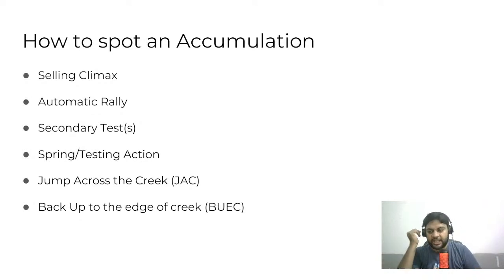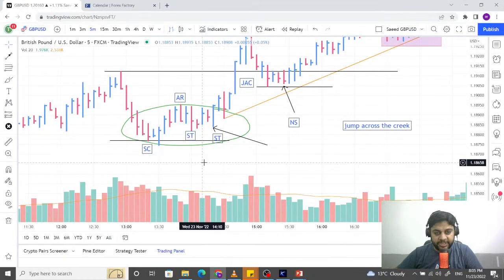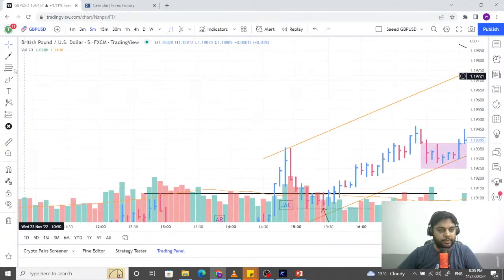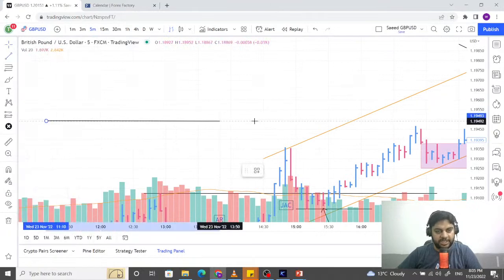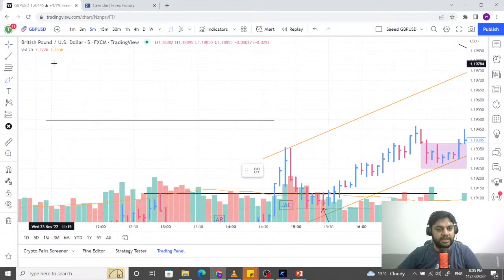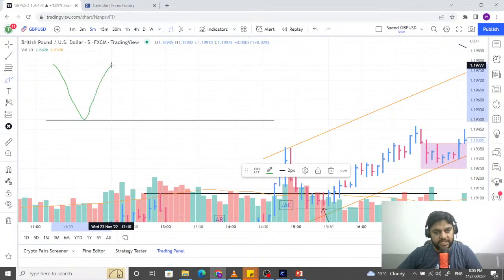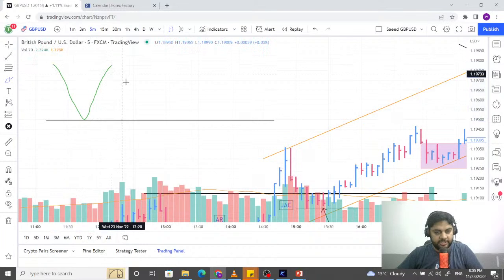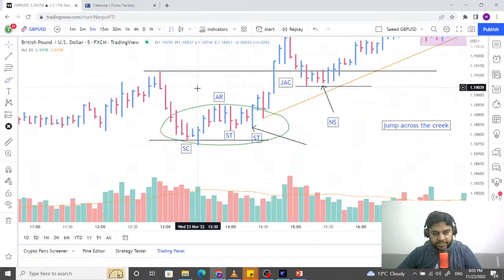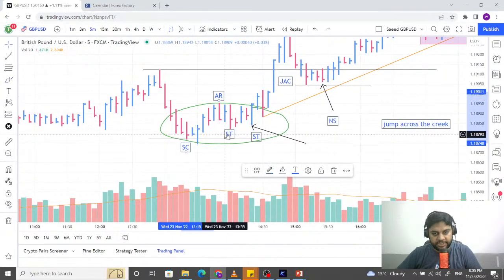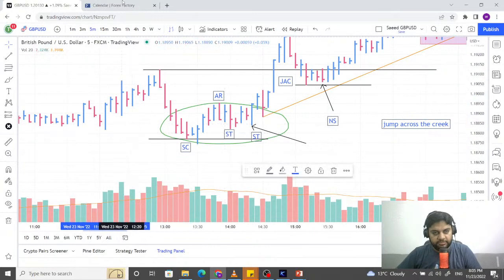So we had this selling climax, and then you have testing action or spring. What's a spring? A spring is when the market goes below a support level. As you see, this is a support level. Market comes down to this point and then goes up. So this point is called selling climax. Then you have automatic rally. We already have these things over here. So let me just take them from this point.